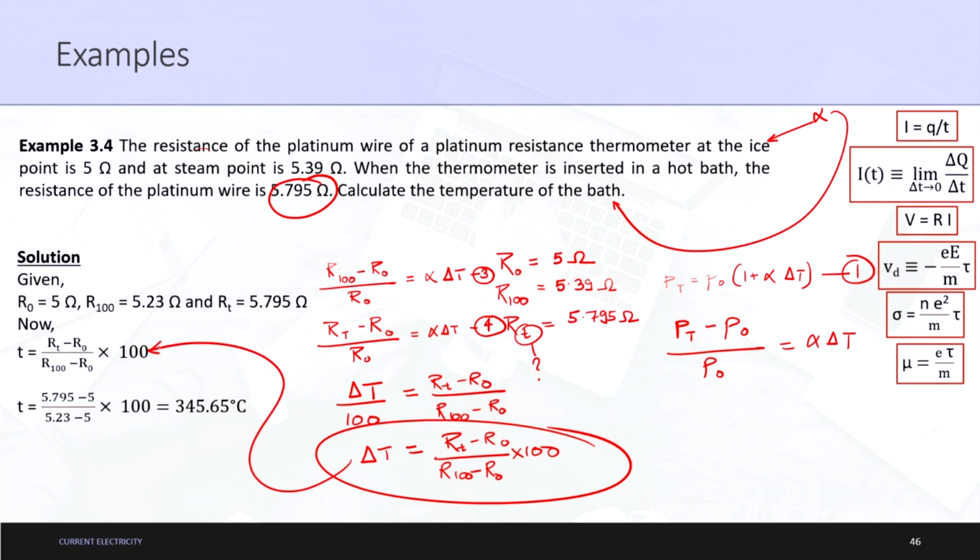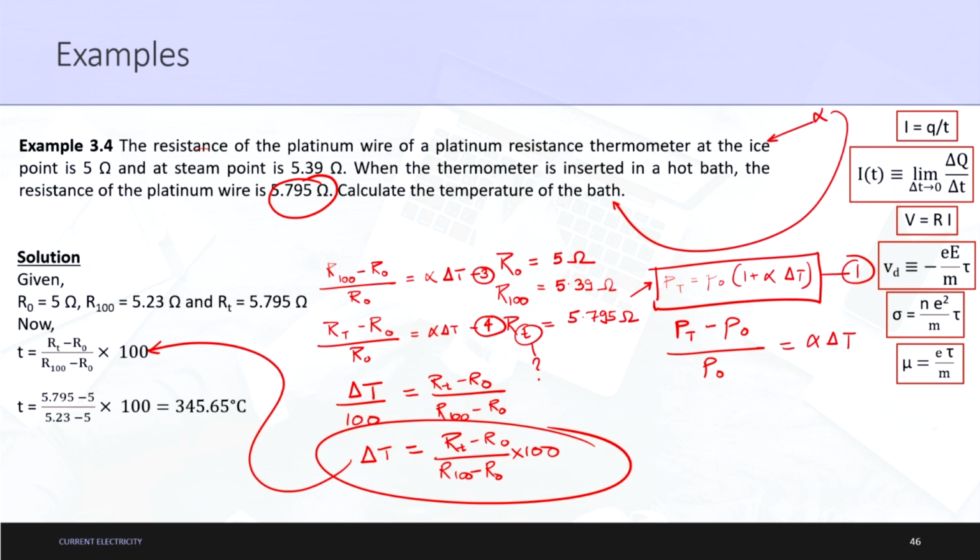Hence this is the equation which is being obtained here. You can either remember this equation or you can just use this complete concept to find out the value of resistance at temperature T. Now just substituting the values of RT, R naught, R100, you will get the value of T, that is the temperature, equal to 345.65 degrees Celsius. So the temperature of that bath was nothing but 345.65 degrees Celsius. So it is a simple mathematical formulation only. You just need to remember this formula, that is rho T is equal to rho naught into 1 plus alpha delta T.